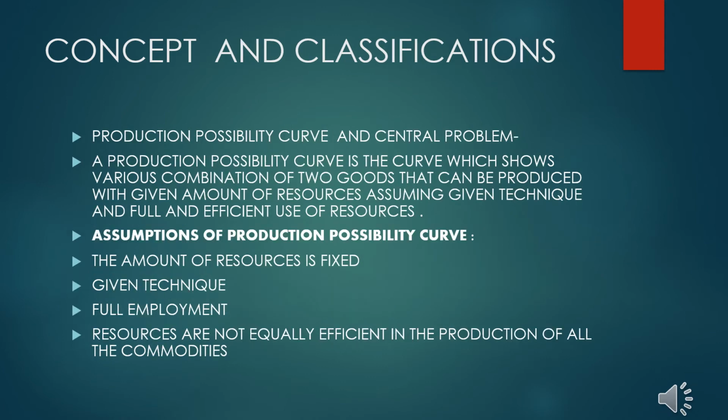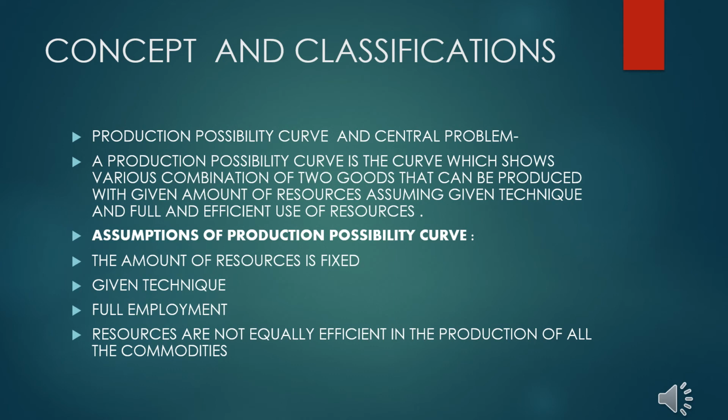The other concept and classification is as follows: production possibility curve and central problems. A production possibility curve is a curve which shows various combinations of two goods that can be produced with a given amount of resources, assuming a given technique and full and efficient use of resources. So the production possibility curve shows us how various combinations of different goods which we desire can be produced with a given amount of resources, assuming a given technique or updated technology and full and efficient use of resources.